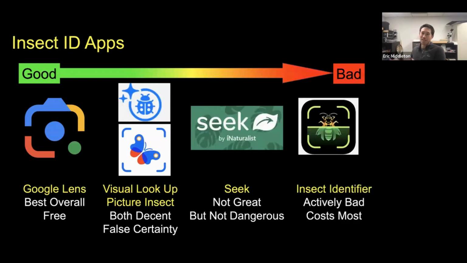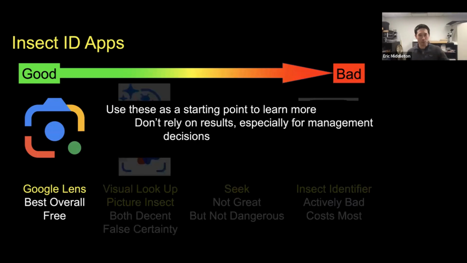And on the final end of this, there are other insect ID apps that are actively bad, such as Insect Identifier. This got every single thing I put into it wrong, even really obvious things that it should have been able to figure out. And it also was the most expensive option that I had. So basically never use that one, but instead use something more like, say, Google Lens.